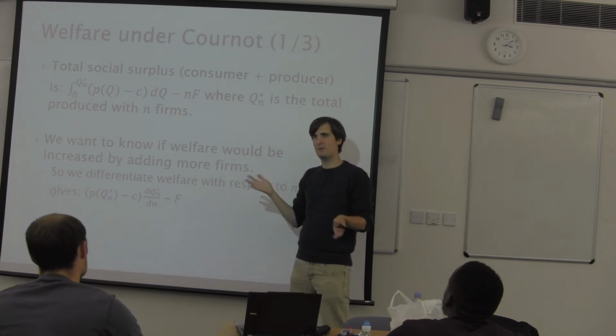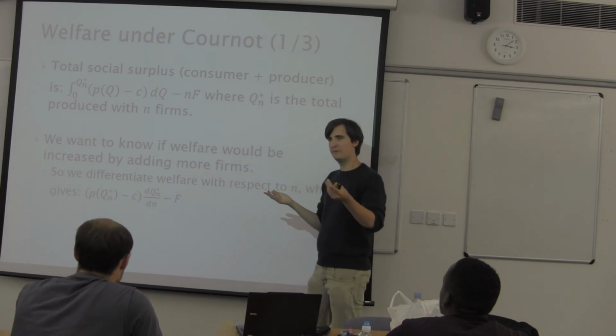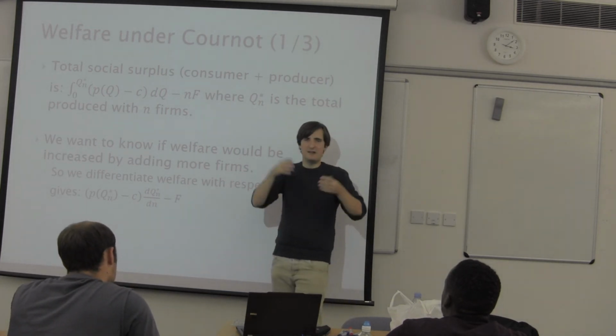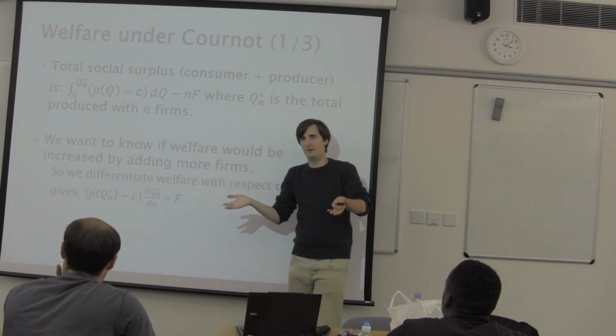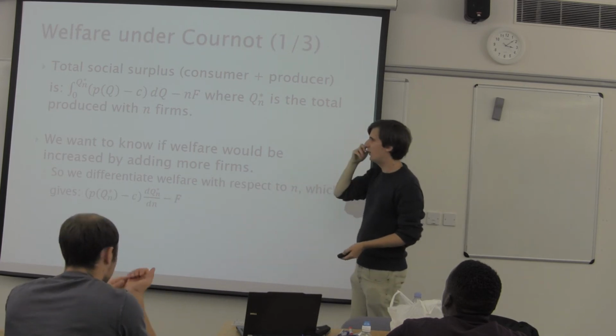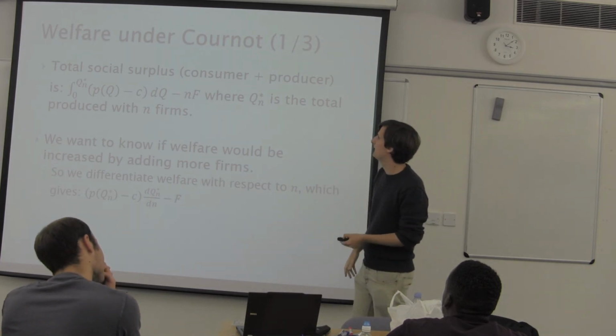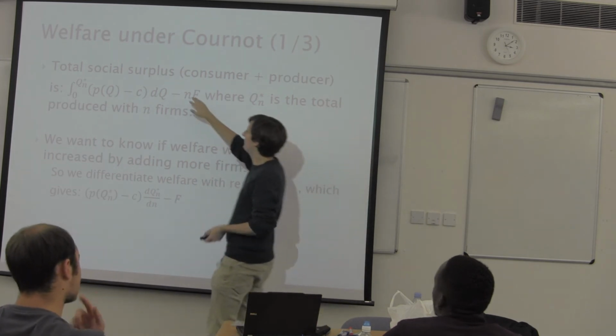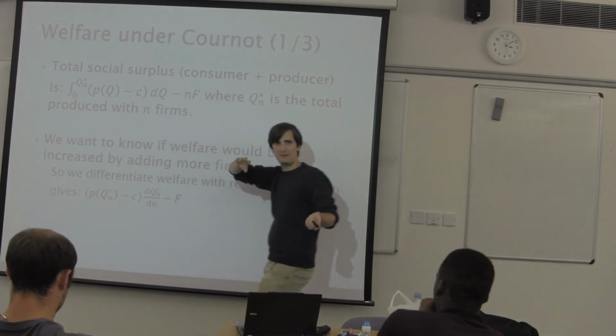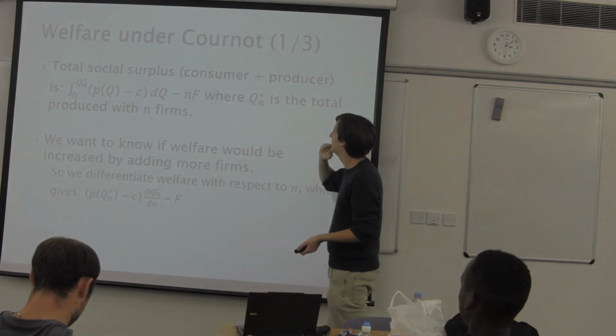Welfare under Bertrand was really easy. Okay, we got one firm entering. It's just the same as welfare under monopoly. Welfare under Cournot is going to be a little bit more tricky. Okay, so remember the total social surplus is consumer surplus plus producer surplus.